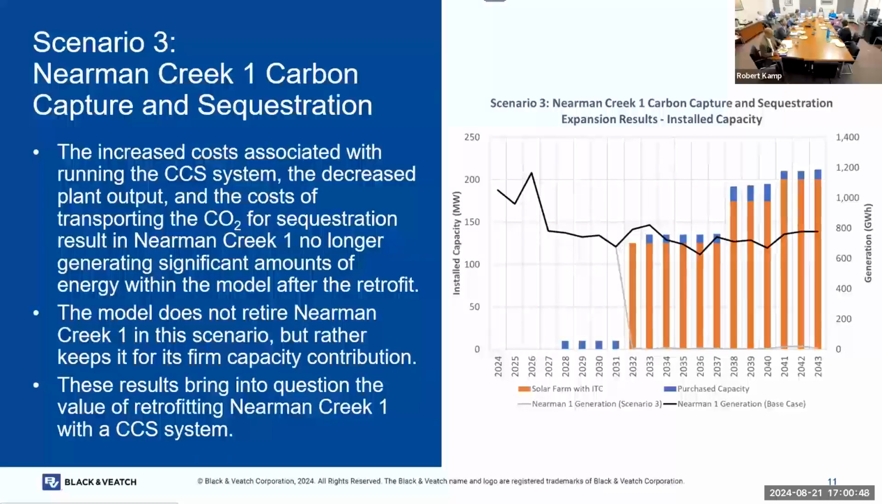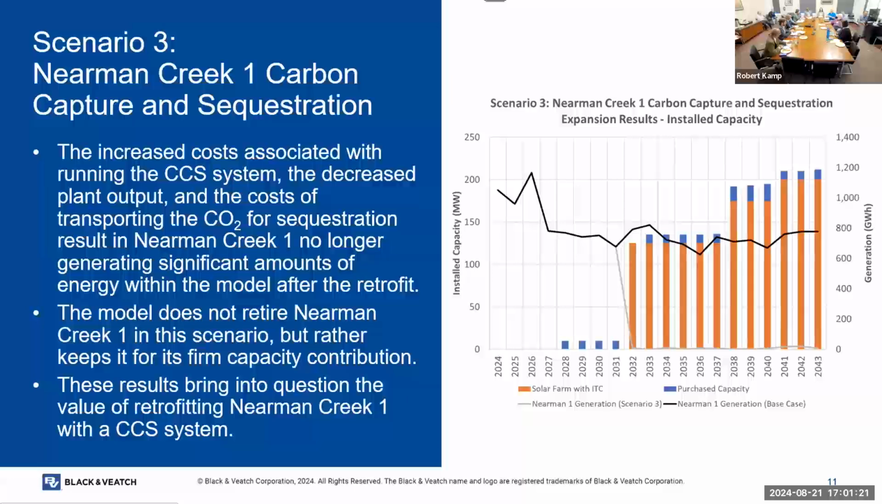Yeah. And is the reason this scenario is just a pretty massive investment in solar, as opposed to the one before, because you've already got the capacity from your end, so you don't have to go build something that gets you your maximum capacity number, and just the generation from solar is cheaper at that point? Well, the solar has to replace the same loss of firm capacity that we saw in the base case, plus the loss of firm capacity from the decreased output of Nearman 1.